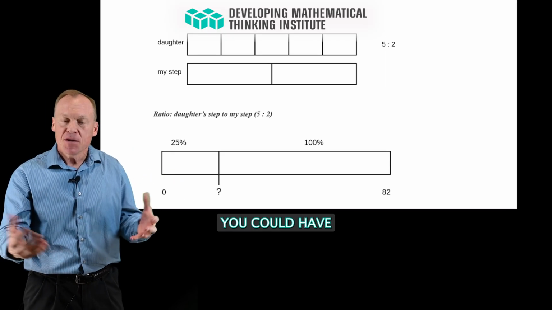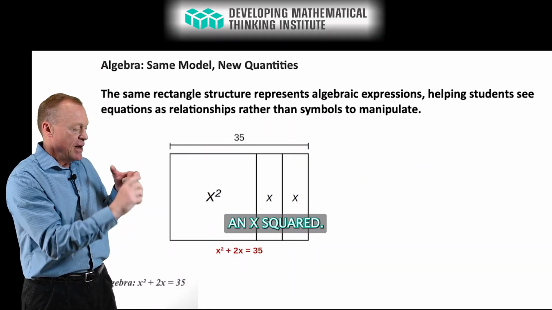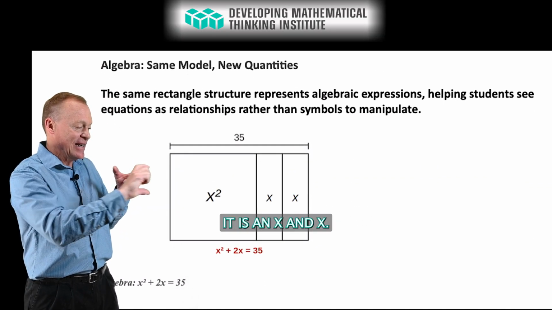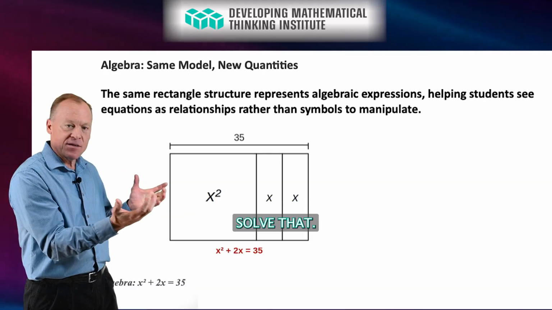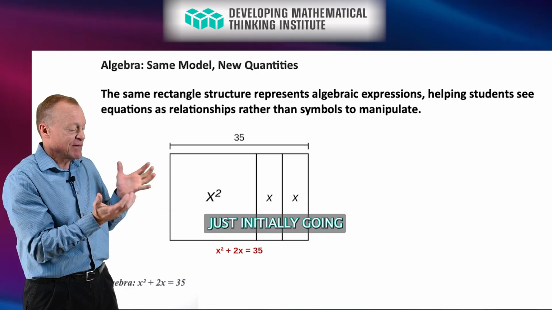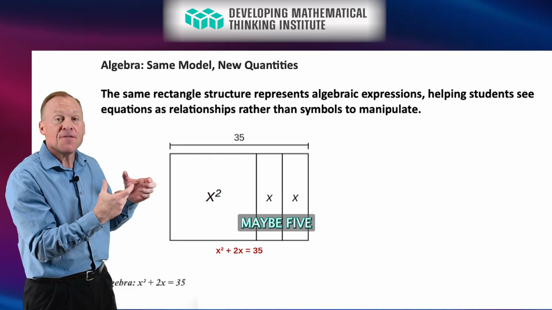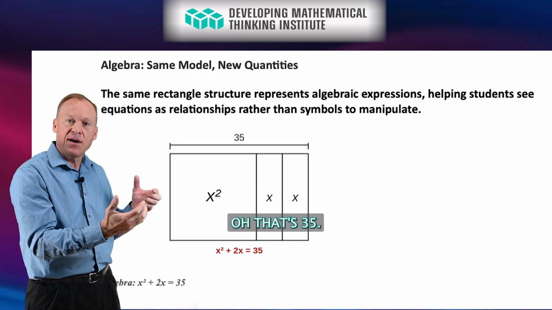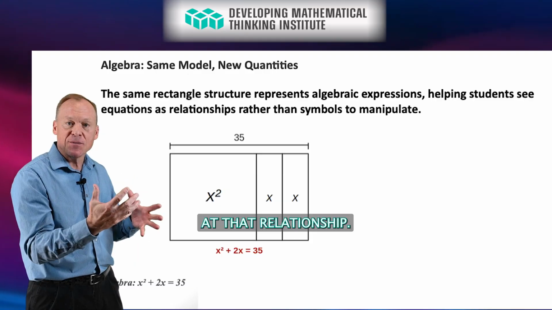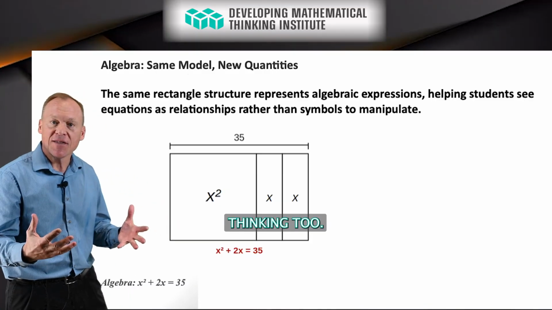You move into algebra. You could have an x squared, and then with it is an x and an x. So x squared plus 2x equals 35. How do you solve that? Well, now you can start looking at it just initially going, oh, there's some amount. Maybe 5 squared is 25, and then another 5 and another 5. Oh, that's 35. So now you can start looking at that relationship. So that really helps build algebraic thinking too.